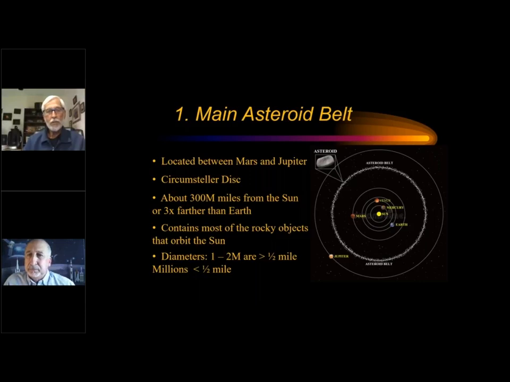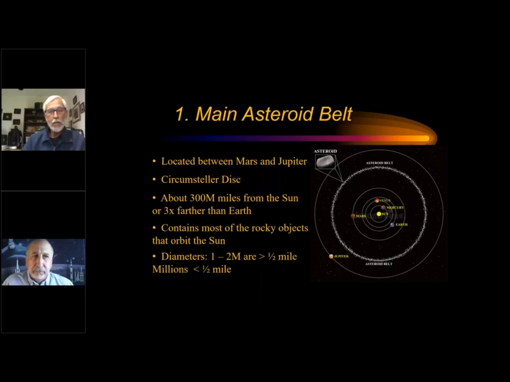It's described as a circumstellar disk. Well, very simply what that means is that it extends all the way around the sun. It's circumstellar and it's fairly flat. So it's a disk, again, much like a dinner plate. It's located about 300 million miles from the sun, which is about 3 times farther than is our Earth.